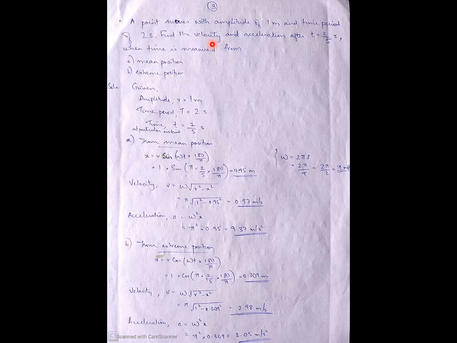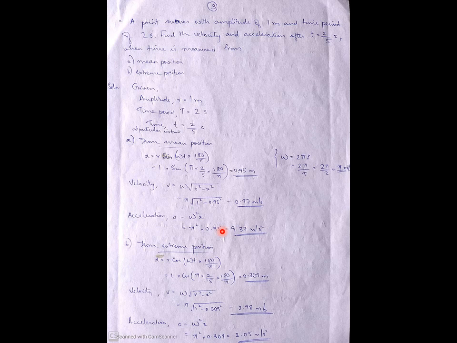Now what is to be calculated? Velocity and acceleration. Velocity is given by v equal to omega into root of r square minus x square. So omega is given to you, r is given to you, x value you already got from here. Just substitute over here and you will be getting velocity as 0.97 meter per second. Now to find acceleration, we have the equation a equal to omega square into x. So just substitute over here and you will be getting 9.37 meter per second square.